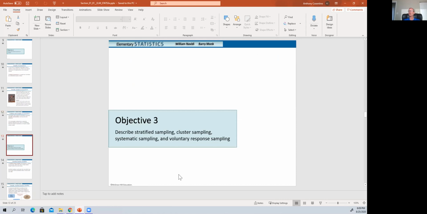A couple of other samples that we're going to walk through are two that are very closely intertwined, in the sense that stratified and cluster are samples where you take the population and put it into groups. Depending on how you deal with those groups on a sampling basis, one's called stratified and one's called cluster. The other one's called systematic. That's the one I used as an engineer, and when we get to that, I'll explain it. And then the last one is voluntary response sampling, and a Yelp sampling is a good example of something like that.